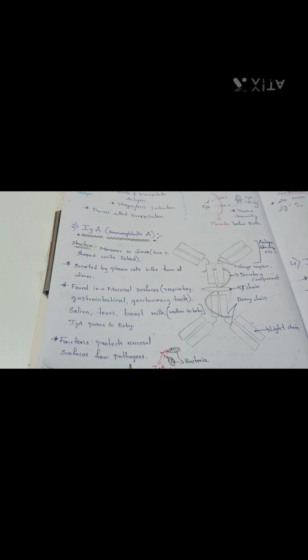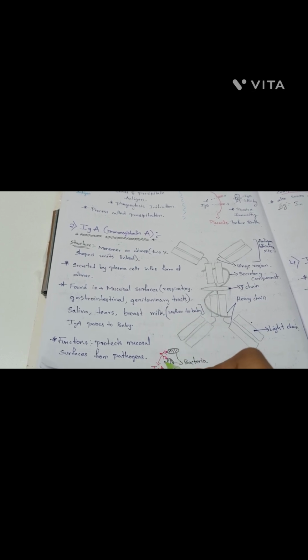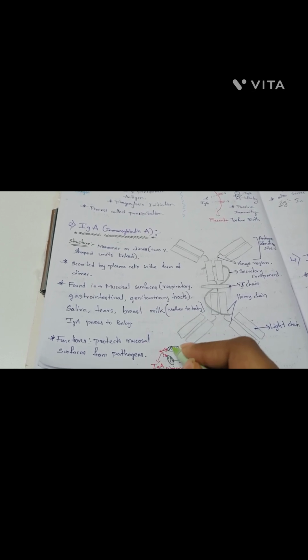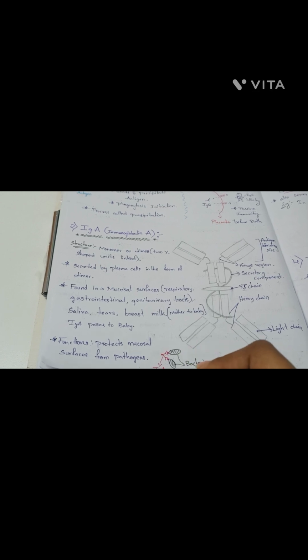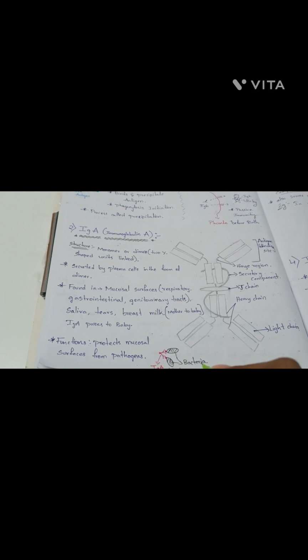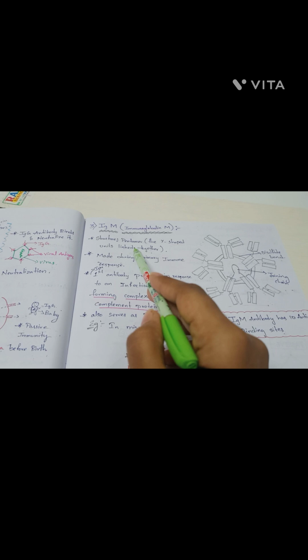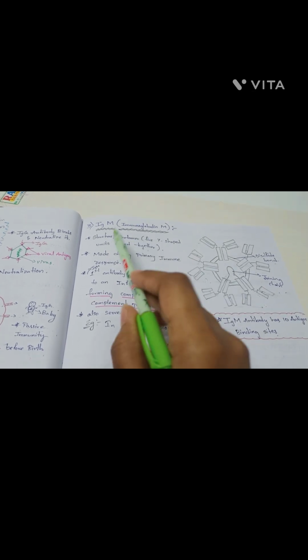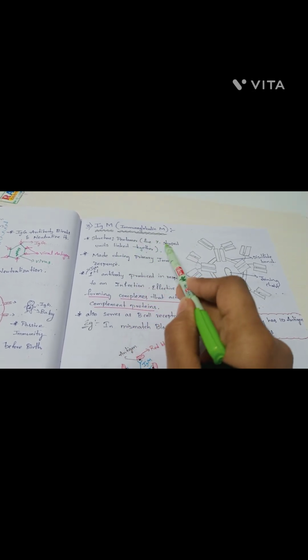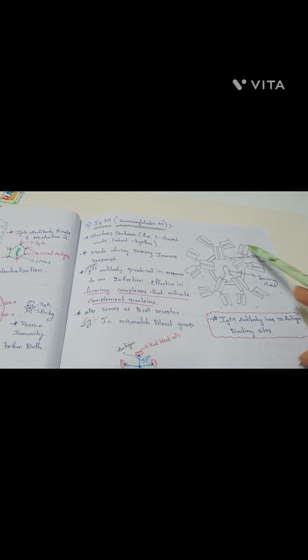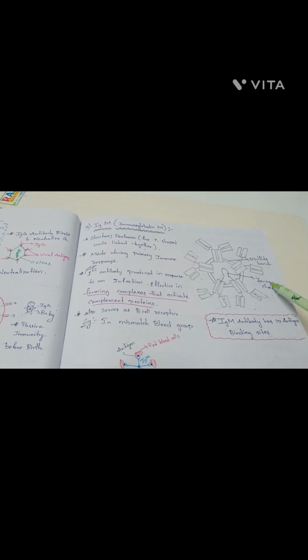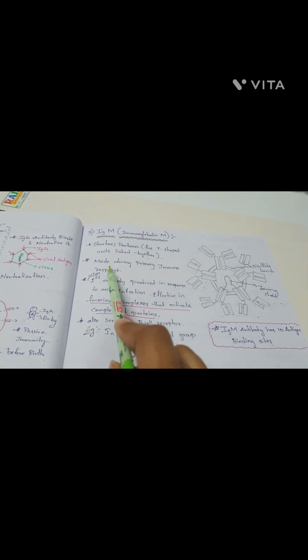Functions: protects mucosal surfaces from pathogens. It is a dimer of IgA. It can bind to 2 antigens of the 2 bacteria at a time. Third one, IgM, immunoglobulin M. The structure is pentamer. 5 Y-shaped units are linked together by disulfide bonds and joining chain.